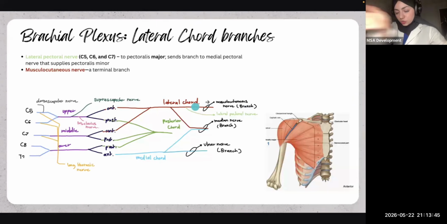And this nerve, as it's coursing, is going to be the terminal branch, which means nothing after I receive this branch, nothing more will branch off the nerve. I hope this made sense.